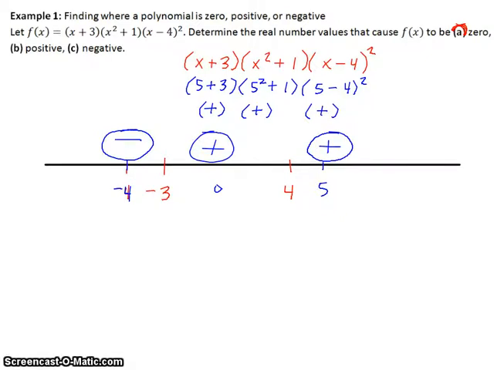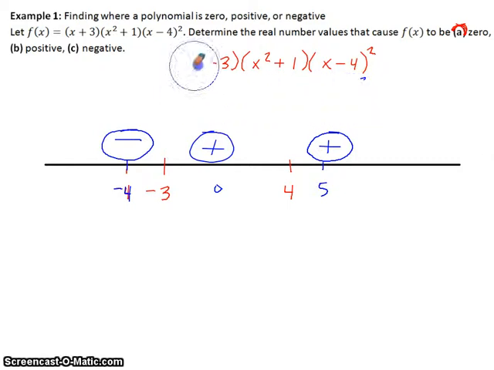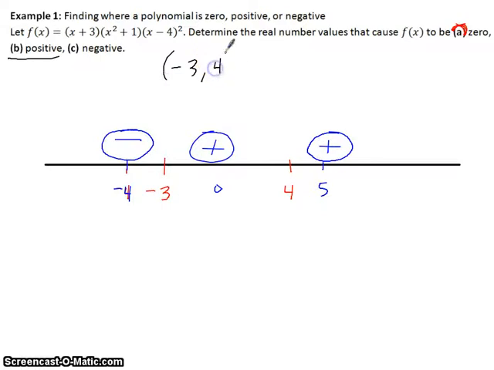So what we want to do now is address part B and part C. We want to identify where the graph is positive and then where the graph is negative. So we're in the positive from negative 3 to 4, and then from 4 all the way to infinity. And you guys notice how I didn't include the zeros there, because it just says where it's positive. 0 is not positive, so I didn't include those zeros. We are in the negative from negative infinity all the way up until negative 3. So far, so good? Yep.